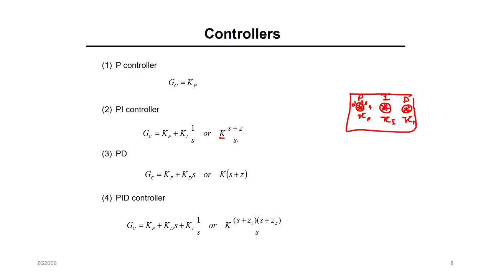So in this case, you will have one pole at the origin. We call this pole at the origin the integrator. And we will have a first order zero.